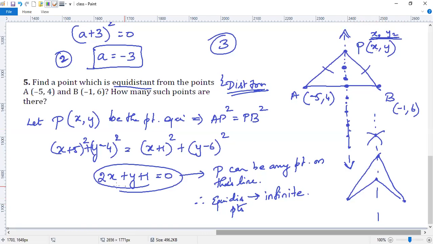So all those points, when you join them, you get it as an equation. That is why you have obtained an equation here. This is the equation of the straight line, which actually consists of all the points that are at equal distance from A and B.